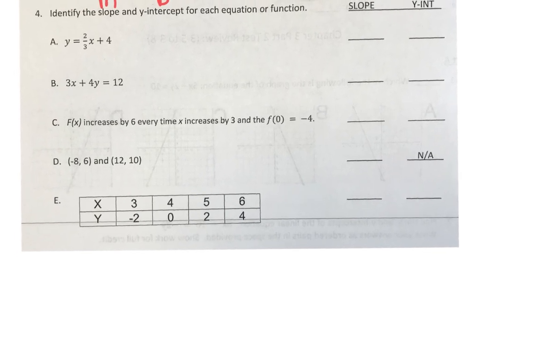So on the first one, it's already in slope-intercept form, so that is great. We like that. So remember, the m is the term that's attached to the x. So the m is the 2/3, the slope is 2/3, and the b, the y-intercept, is the constant. So it's the one that's not attached to a variable. So our y-intercept is 4.